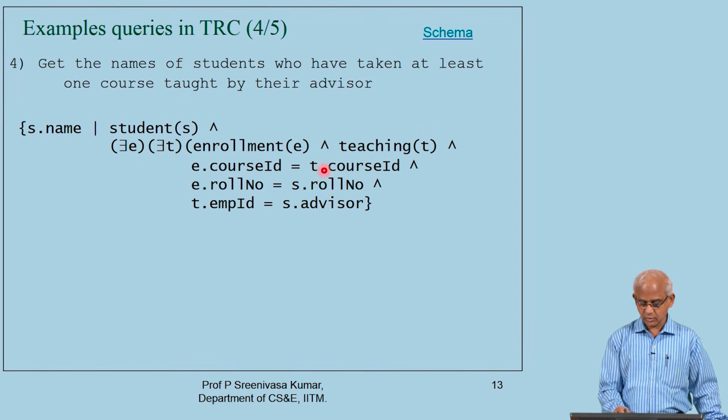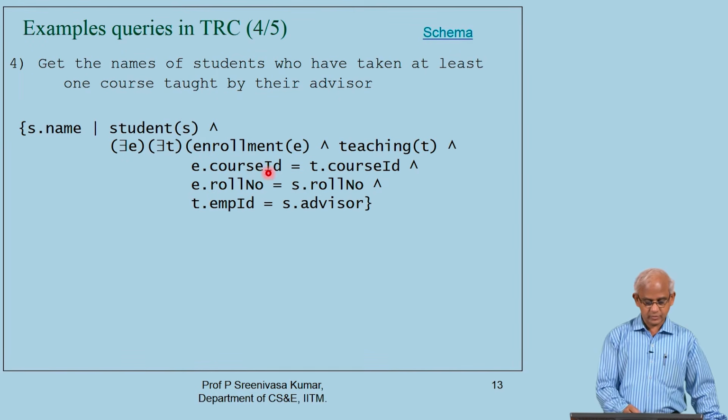So, that we are talking about the appropriate teaching tuple, and then finally in the teaching tuple it is recorded that the course is being taught by the advisor of the student under consideration. So, then we will effectively be able to check this condition that the student has taken at least one course taught by their advisor.